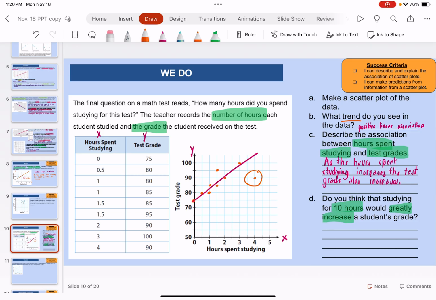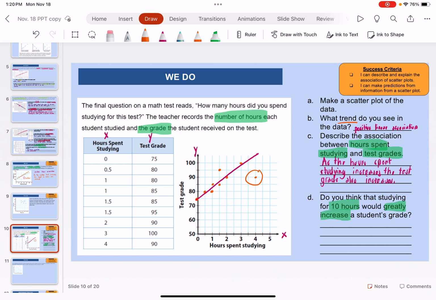So yes, to a certain point, the more you study, the higher your grade's going to be. But if you study for 10 hours, it doesn't necessarily guarantee that you're going to do better, right? Because you might be confusing yourself when you're studying for that long. So we're going to say no. Studying for 10 hours would probably not greatly increase a student's grade.